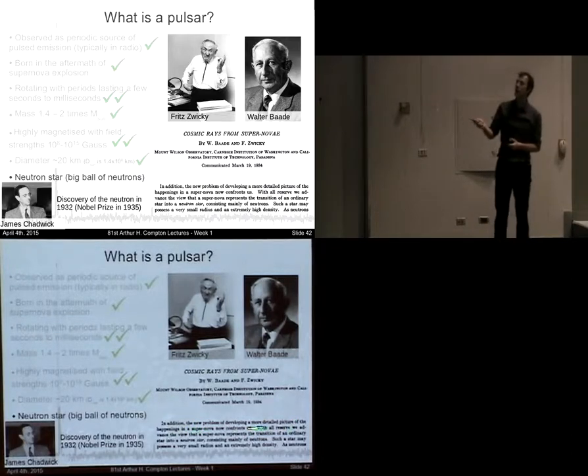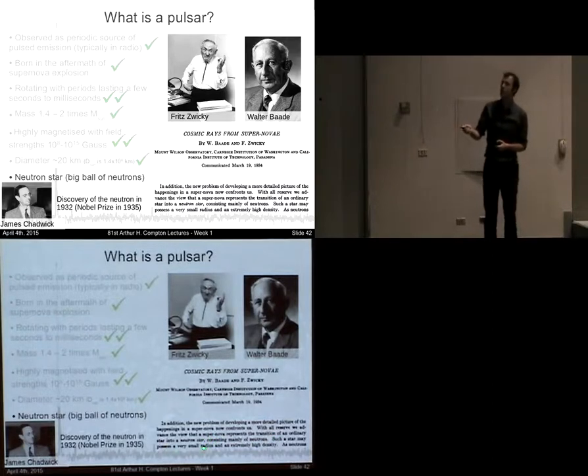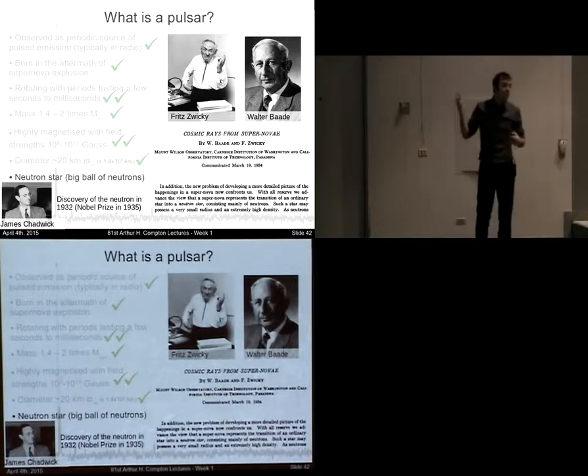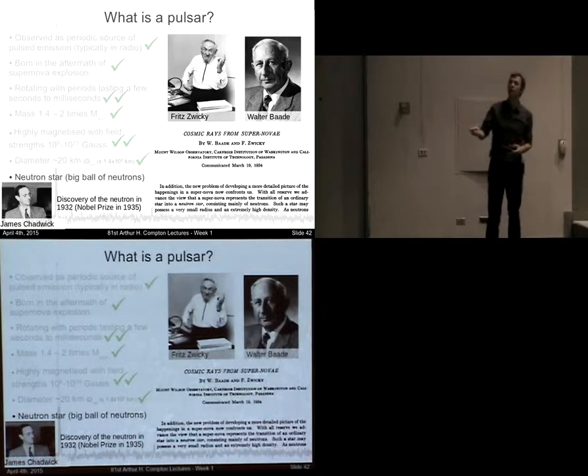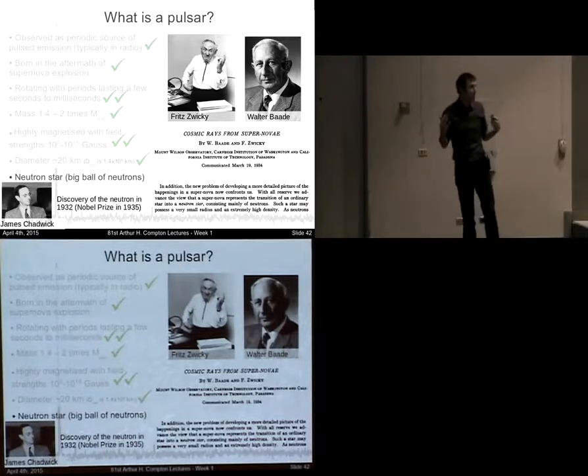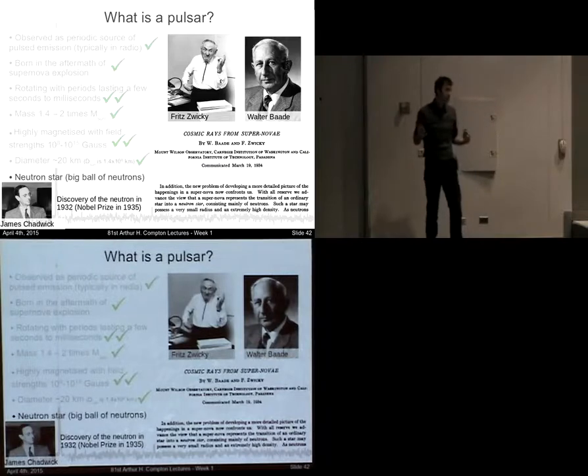With all reserve, we advance the view that a supernova represents the transition of an ordinary star into a neutron star, consisting mainly of neutrons. Such a star may possess very small radius and extremely high density. And one very startling fact I find about this is that this paper was written in 1934, but the neutron itself was only discovered in 1932. This kind of shows you the sort of minds of the time in this great era of physics.